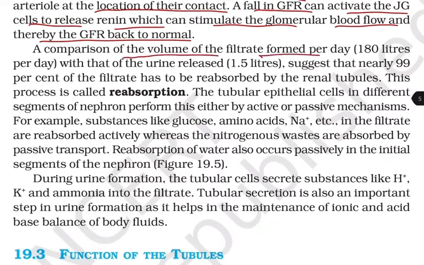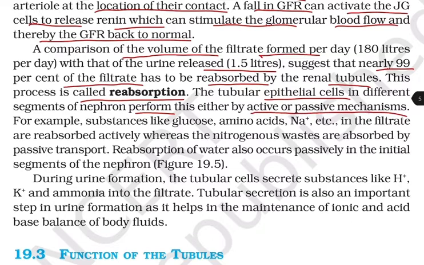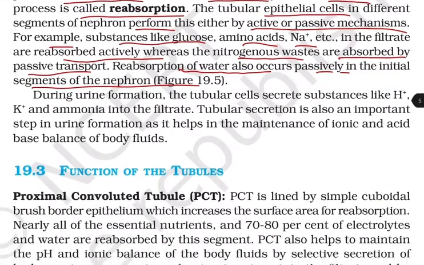A comparison of the volume of the filtrate formed per day, that is 180 liters per day, with that of the urine released, that is 1.5 liters, suggests that nearly 99% of the filtrate has to be reabsorbed by the renal tubules, and this process is called reabsorption. The tubular epithelial cells in the different segments of the nephron perform this either by active or passive mechanism. For example, substances like glucose, amino acids, sodium, etc. in the filtrate are reabsorbed actively, whereas the nitrogenous wastes are absorbed by passive transport. Reabsorption of water occurs passively in the initial segment of the nephron.